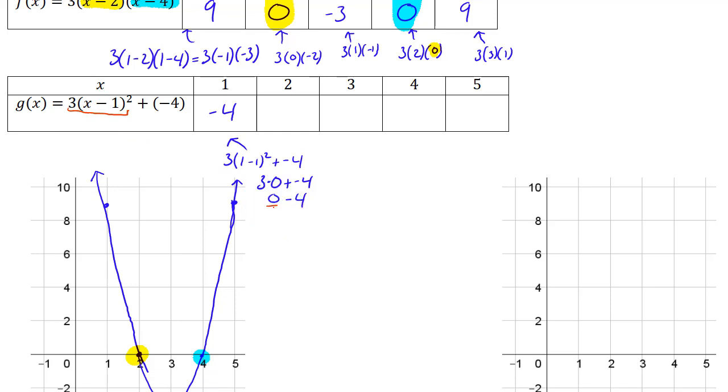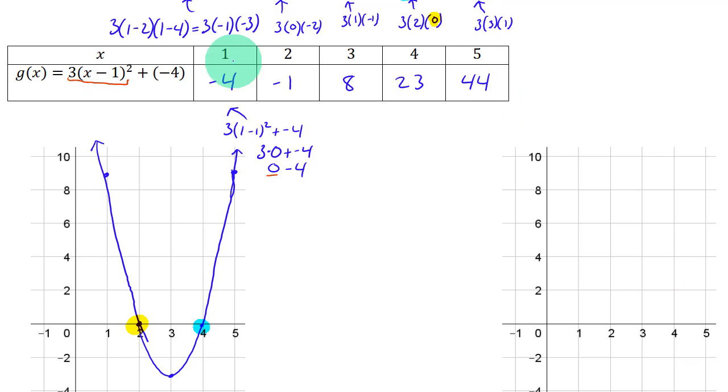All right, when you plug in x equals 2, we're going to get 3 times 1 minus 4, which is going to be negative 1. And plugging in the rest of these points gives you these values. So we've got 1, negative 4 is down here. 2, negative 1 is right here. 3, 8 is up here. And 4, 23 is off the top here.